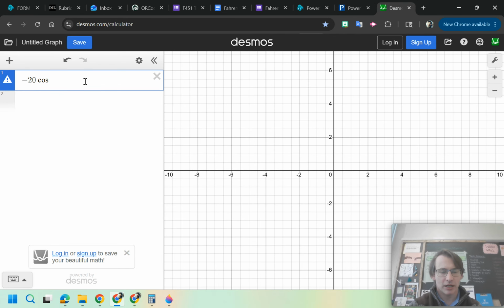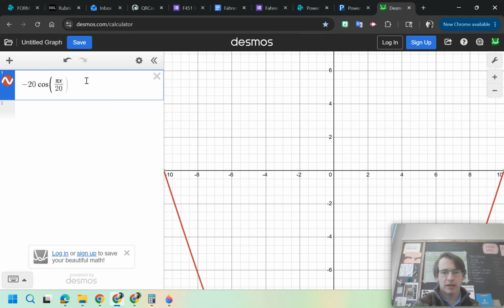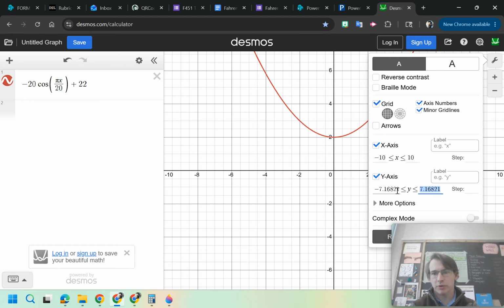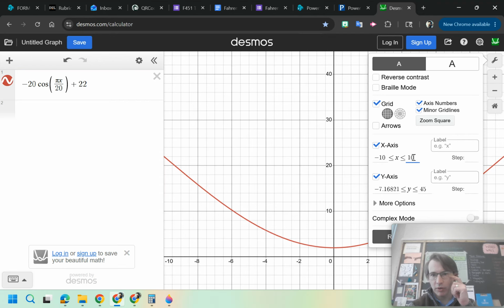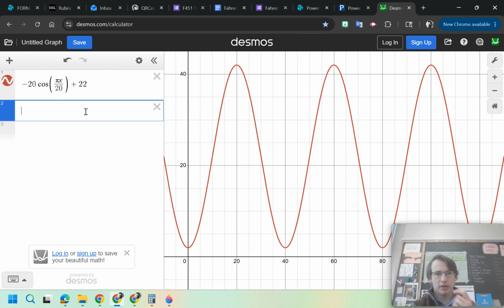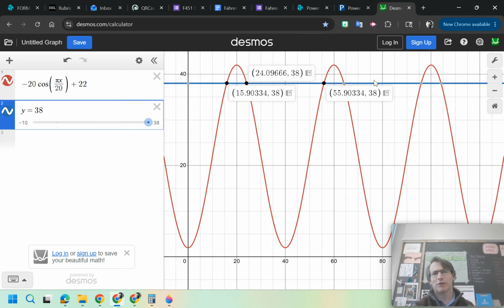Minus 20 cosine of pi by 20. Oops, that's not right at all, is it? Yeah, I just need a bracket to force it to do this right. Pi x by 20. Okay, and the bracket plus 22. And then we're going to look at the first, we want to see up to 45 or so. We want to see the first 130 seconds. And we also want to know when is y equal to 38. Oh, it's so beautiful.